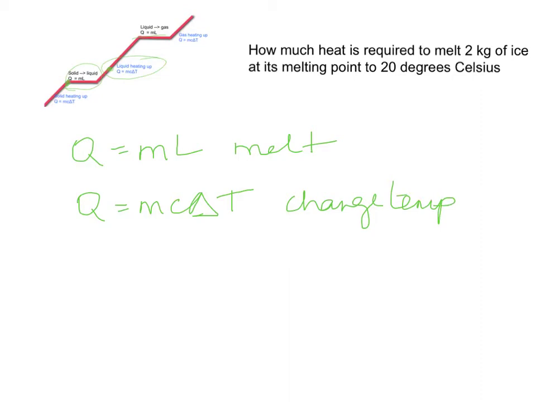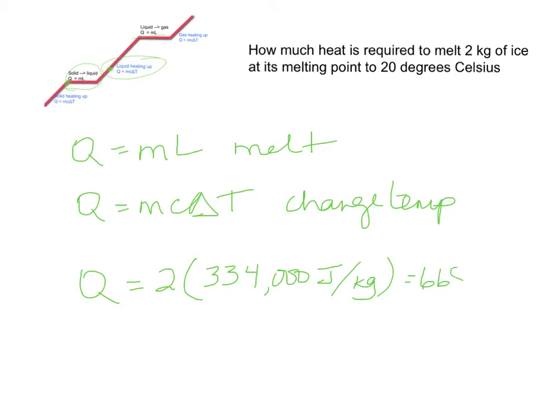All right, so Q equals our mass, 2 kilograms. Okay, the heat of fusion of ice, we would look it up. When we look it up, we find that it's 334,000 joules per kilogram. That's a lot of heat. So when we multiply that out, we get 668,000 joules. Okay, this is to melt it. So this is the melting stage.